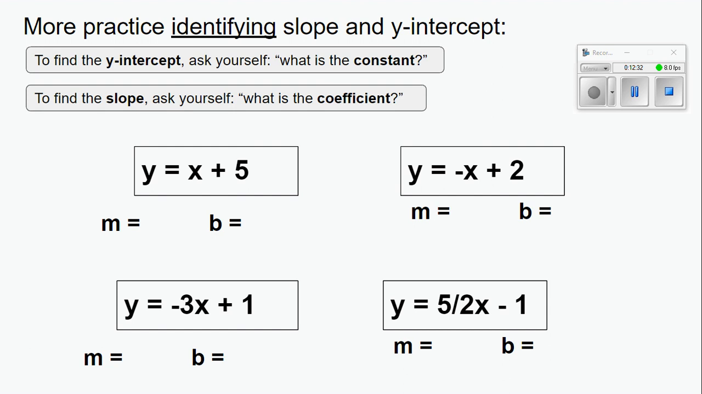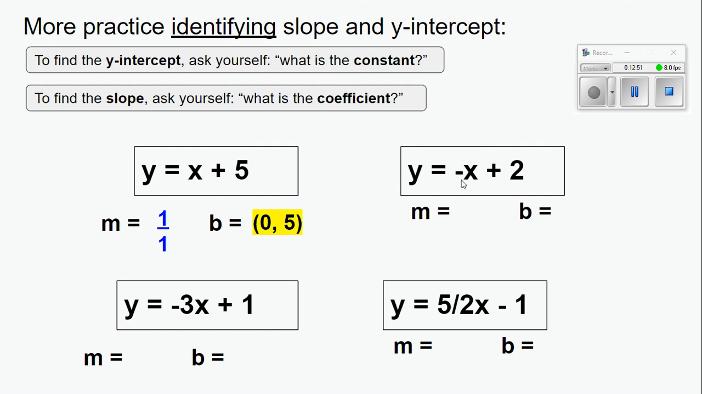All right, cool. So if we're going to look for the y-intercept first to see where it crosses, we just got to ask ourselves, what's the constant? So in this first one, the constant is a 5, so it's going to cross at (0, 5). All right, the coefficient is a 1, so as a fraction, 1 over 1. Done.